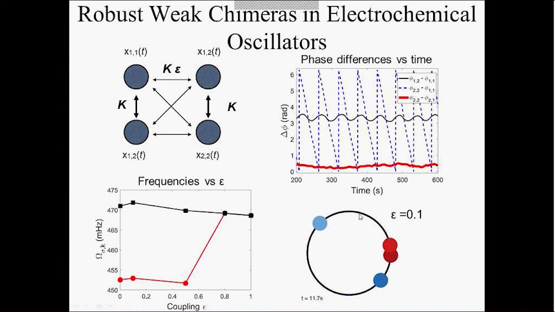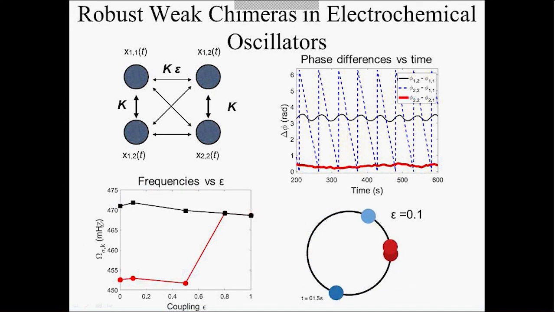The antiphase group is rotating around the phase space here, and this is in reference to the in-phase group. So this is in a co-rotating frame with the in-phase group, so that's why it remains locked over here at an epsilon value of 0.1. So we can see that the antiphase group is slipping relative to the in-phase group. You can see it at many different values of epsilon as well.